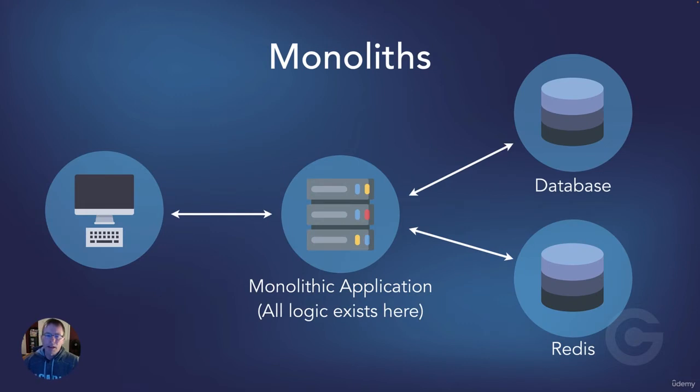Now, a monolithic application, as I said, is one piece of software, one compiled binary or one application written in Go or Python or whatever it may be, where all the logic exists in one place. So on the left-hand side, you have a user on a computer who accesses your application, and that might read to and write from a Postgres database or a Redis cache or something like that. But whatever the case may be, everything exists in one code base and compiles to one binary if you're using a compiled language like Go.